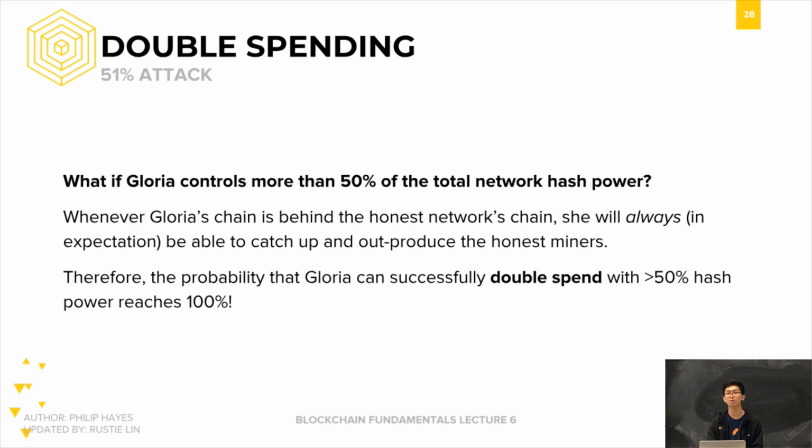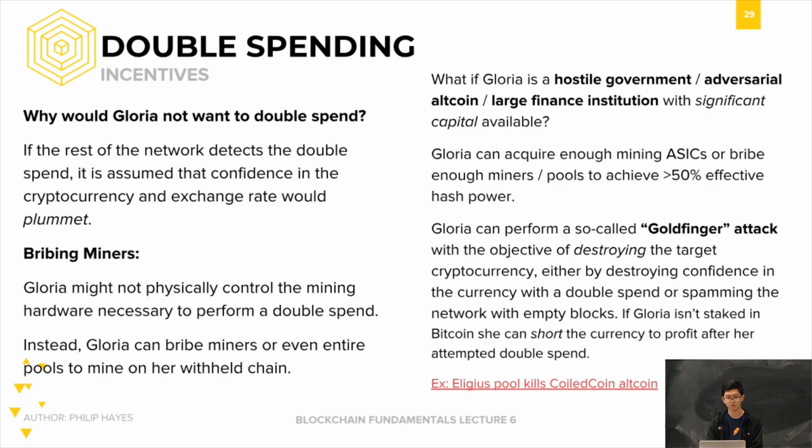Any questions here? And so why would Gloria not want to double spend in this situation? There's a variety of different reasons. If she double spends and everyone finds out, then the confidence in this cryptocurrency diminishes, and the exchange rate for the cryptocurrency plummets, and she's left with a bunch of ASICs that are useless in this useless cryptocurrency, right?